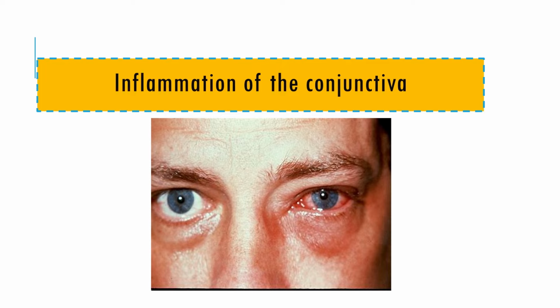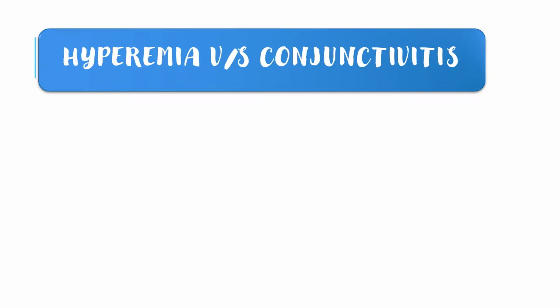So first of all, what is conjunctivitis? As the name suggests, it is the inflammation of the conjunctiva, and in the general population, it is referred to as the red eye or the pink eye because of the reddish appearance it gives to the eyeball. Now, not every red eye is conjunctivitis.